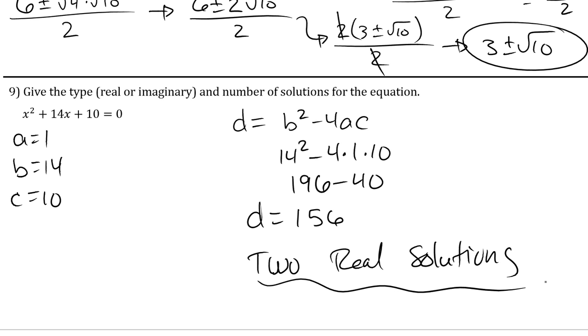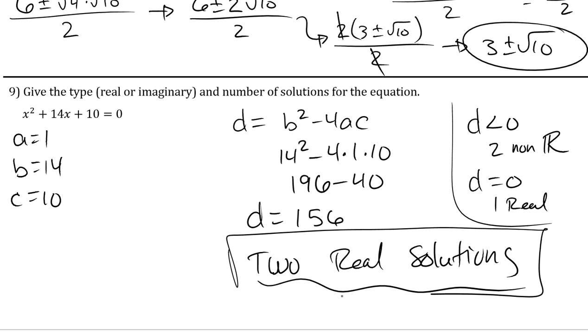By the way, if the discriminant were negative, right, if D was less than 0, there would be two non-real solutions, two imaginary solutions. And if the discriminant is equal to 0, there would be one real solution. But that's just review. The answer right here is, oh, there's two real solutions for number 9.